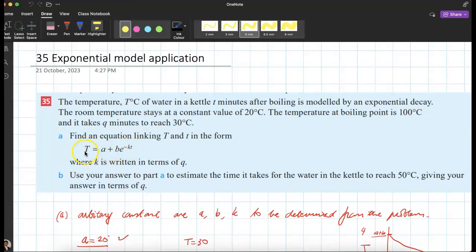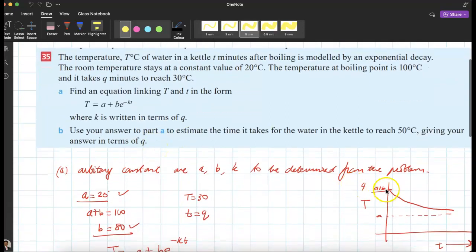Now remember, in your exponential function, a is your horizontal asymptote. So if your water boiling starts at a plus b, it will decay and reach a. So this a is your room temperature, 20. So a is equal to 20. If you put t as 0, your capital T will be a plus b. That's your starting value. So basically a plus b is equal to 100. If I take temperature as 100 and put time as 0, I get 100 is equal to a plus b. So b has to be 80.